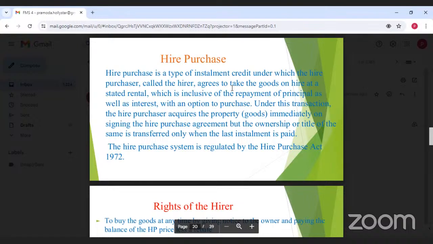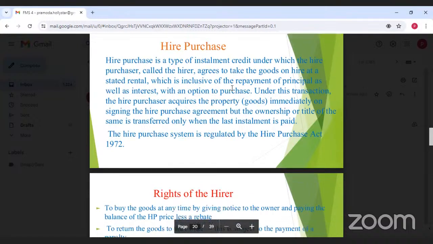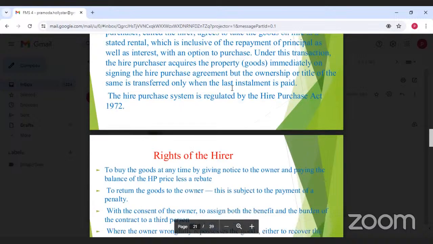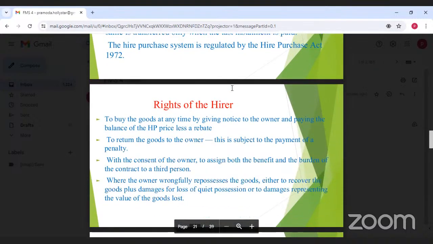And this is going to act as per the Hire Purchase Act. That means whatever the rules, norms, regulations are there for hire purchase agreements, we are following them as per the Hire Purchase Act of 1972.